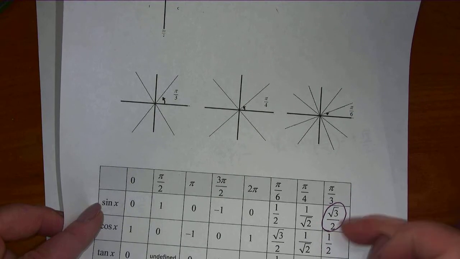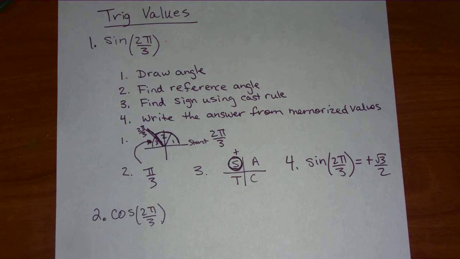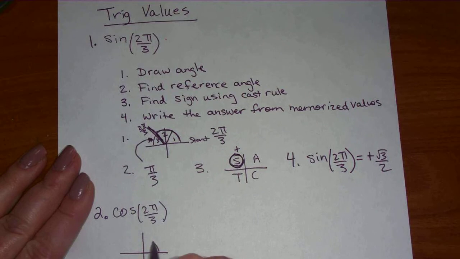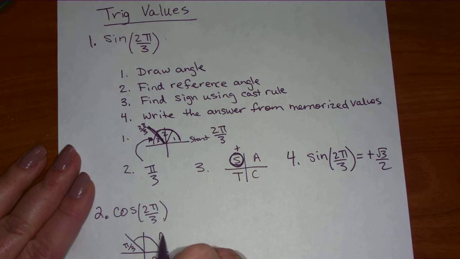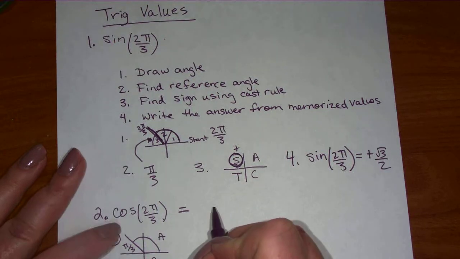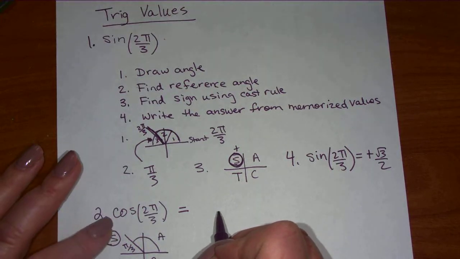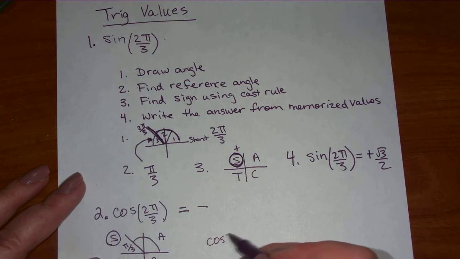Okay, so cos 2 pi over 3, it's the same angle, so it's the same thing to draw. What's the only difference? So it's here, the reference angle is pi over 3. The CAST rule is S, which means this is not a sine we're asking for. So since sine is positive, what's cos there? Negative. And we need to look up cos of pi over 3 on the table, which is 1/2. So the answer is negative 1/2.